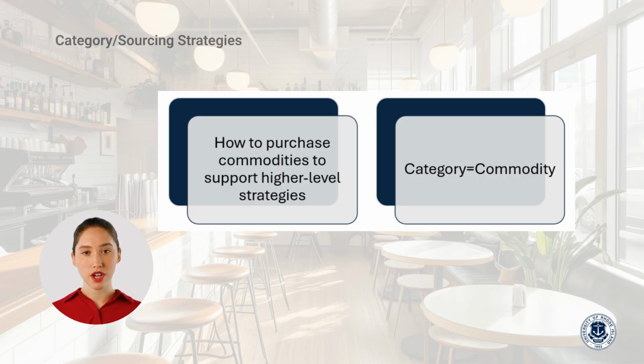Category strategies are closely tied to sourcing strategies. At their core, they answer a fundamental question. How should we purchase commodities in a way that supports higher-level business strategies? Instead of focusing only on price, category strategies align purchasing decisions with broader goals such as cost leadership, innovation, supply chain resilience, sustainability, and quality improvement. This shift is important because procurement is no longer just a transactional function. It's a strategic lever that can directly influence firm performance.